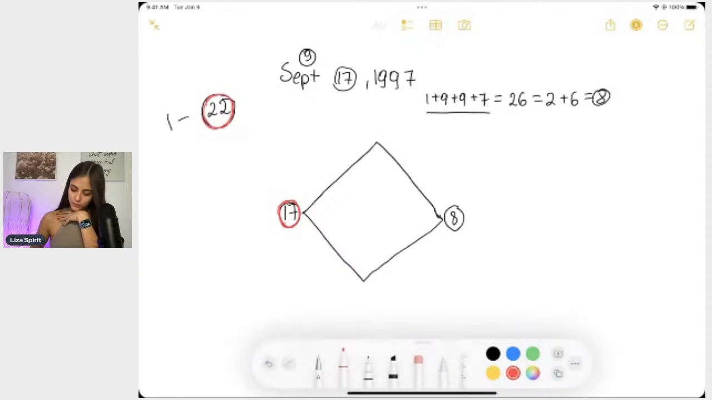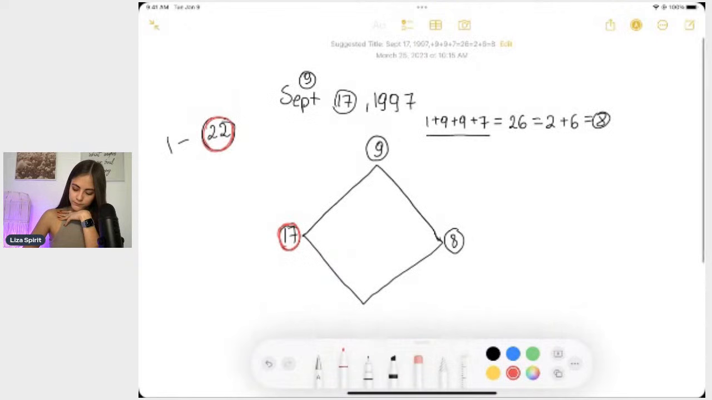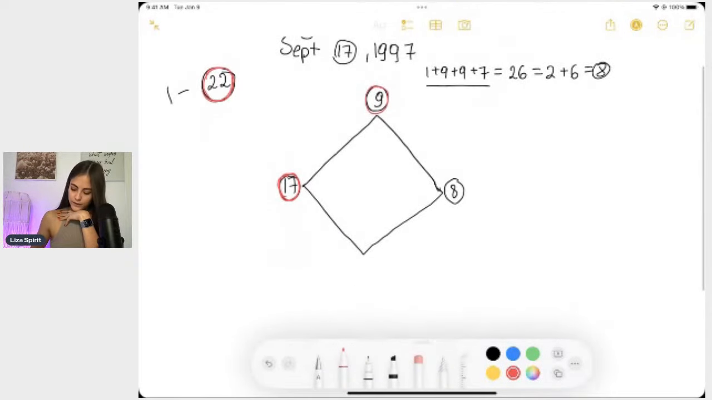Then we go to the months, 9. And then the last number is our year. And what we did, again, 1 plus 9 plus 9 plus 7. It's 26. 2 plus 6, it's 8.